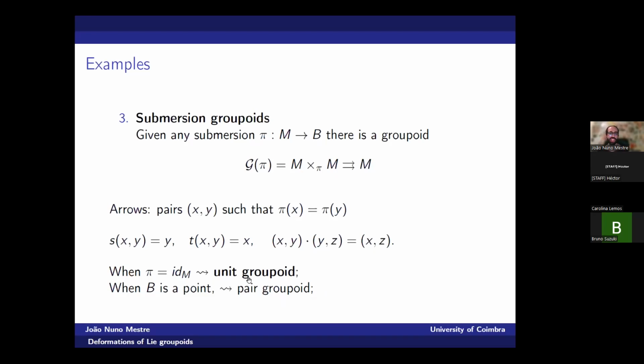But I also could just take what's called a unit groupoid, which is when I have the submersion being the identity. And in that case, the only arrows I would have are identity arrows over each object. So it's a way to codify just simple differentiable manifolds as Lie groupoids. So we've seen how to codify manifolds, Lie groups, and submersions.